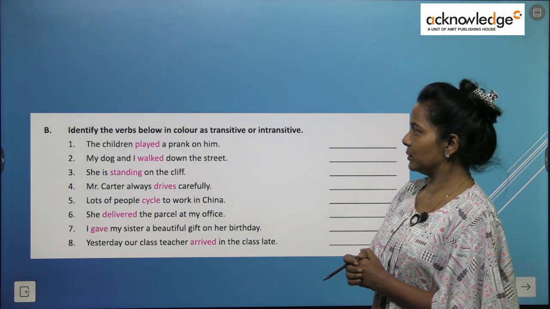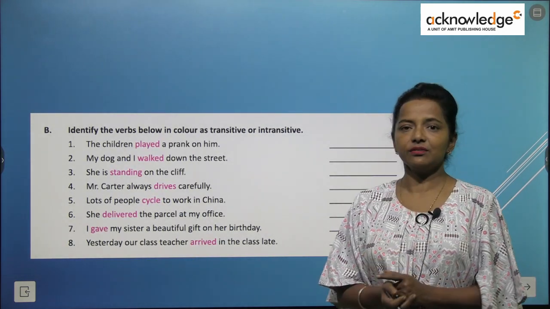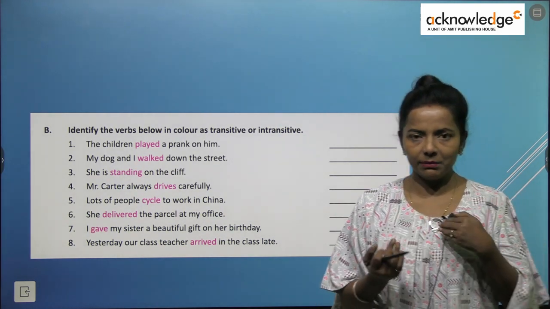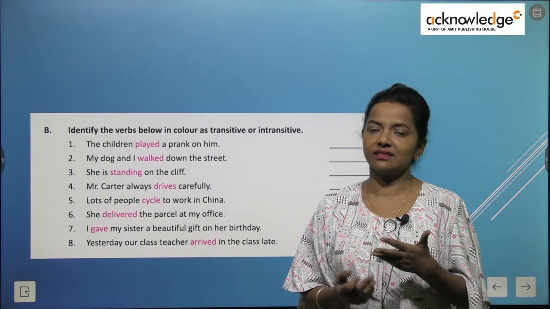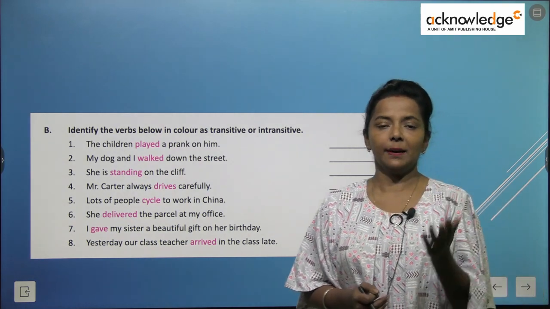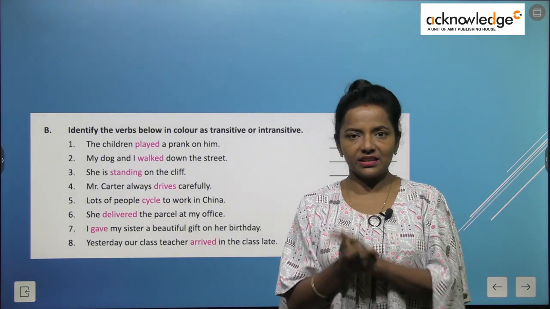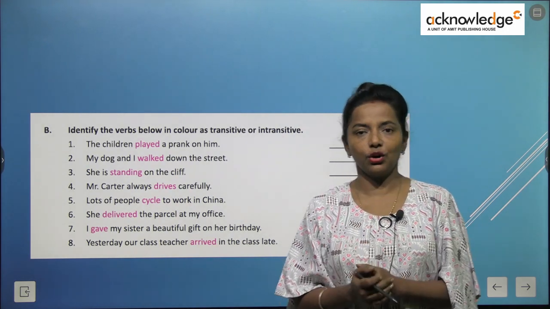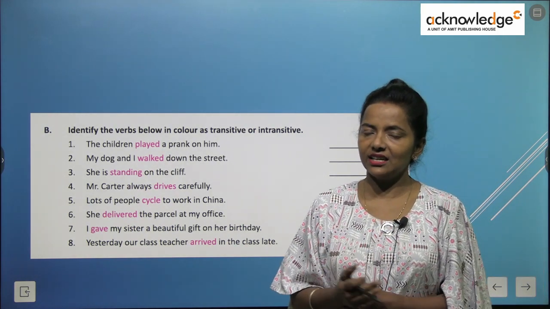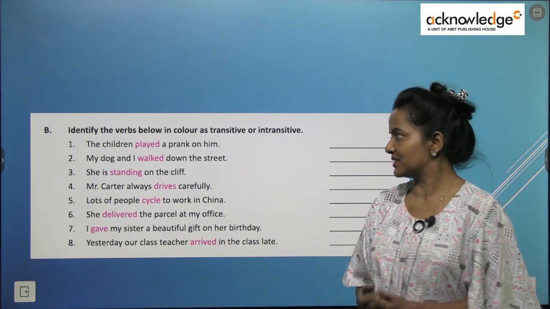Identify the verbs below in color as transitive or intransitive verbs. Children, do you remember what I told you about transitive and intransitive verbs? Which ones are transitive? The verbs with which we add an object are transitive, and the verbs with which no object is added are called intransitive.